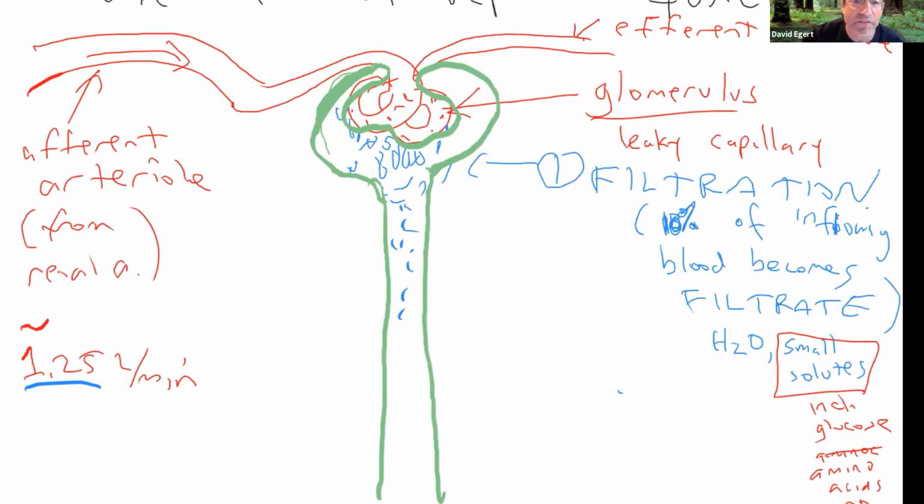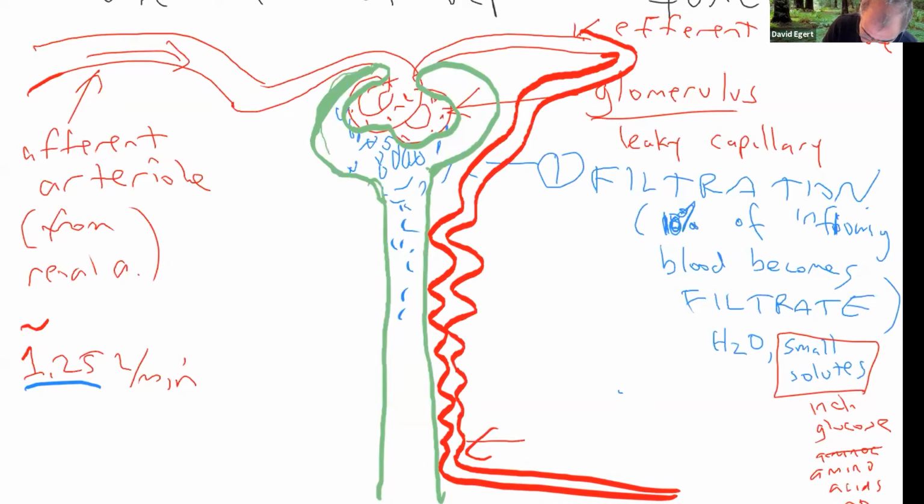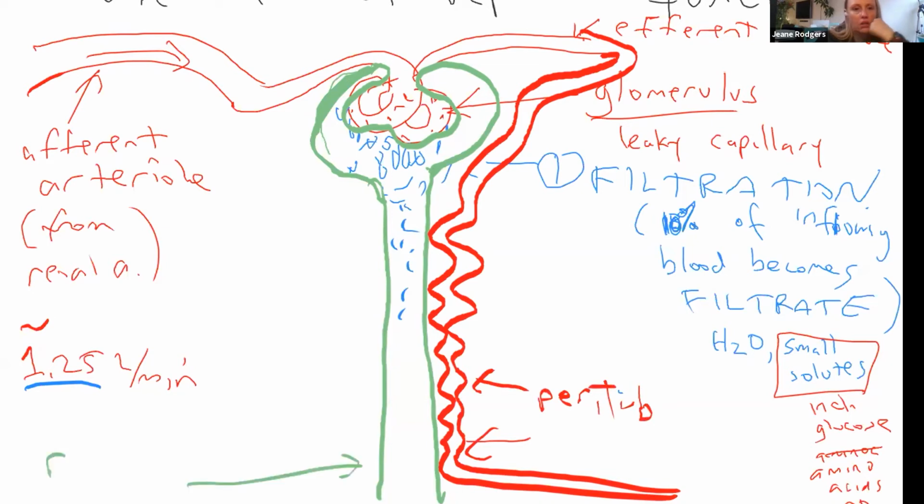So now we're going to take that efferent arteriole, and we're going to see where it goes. The efferent arteriole is going to become the peritubular capillaries. So the renal tubule. When we talk about the nephron, it's the glomerulus and it is associated with this renal tubule, and all the peritubular capillaries that we're going to talk about now.